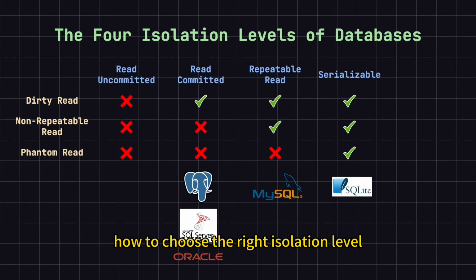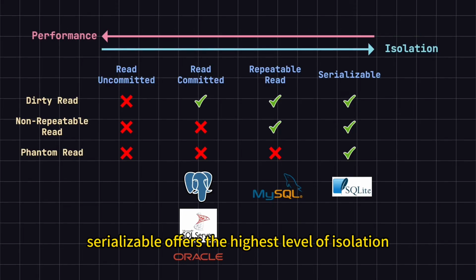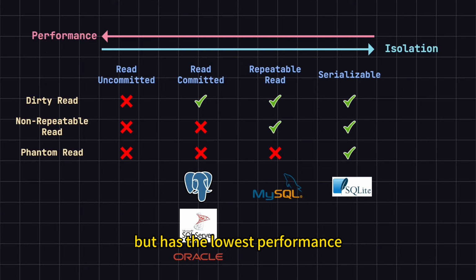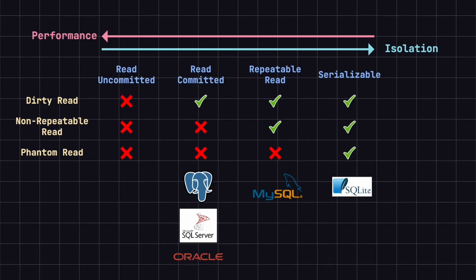How to choose the right isolation level? Serializable offers the highest level of isolation, but has the lowest performance. Read uncommitted provides the lowest isolation, but the best performance. In practice, you'll often need to choose the appropriate isolation level based on your specific needs.